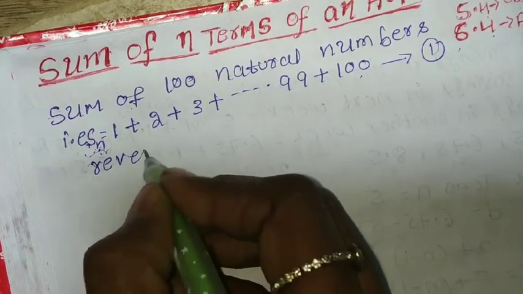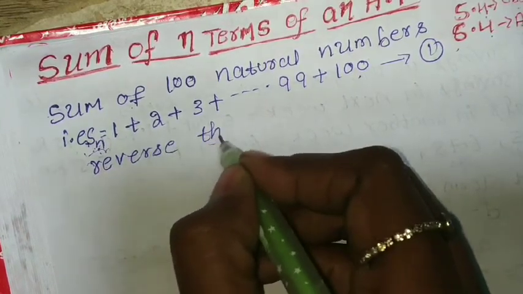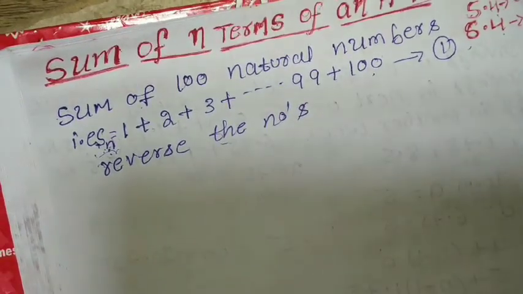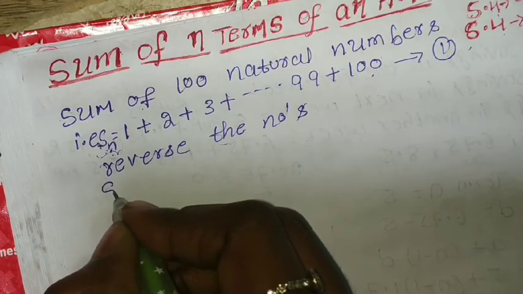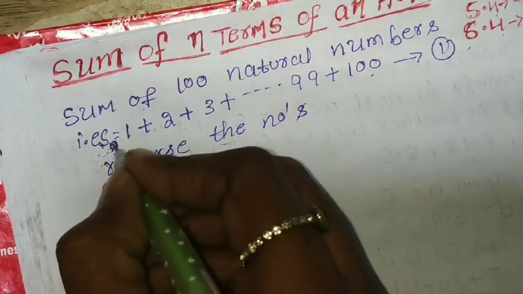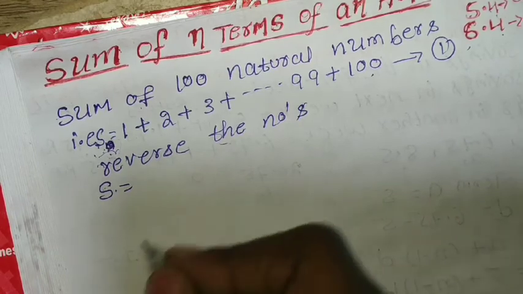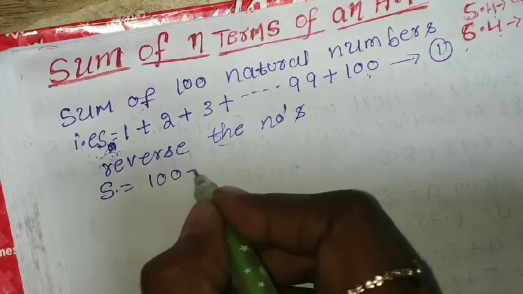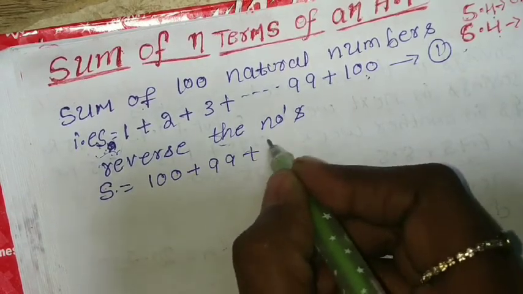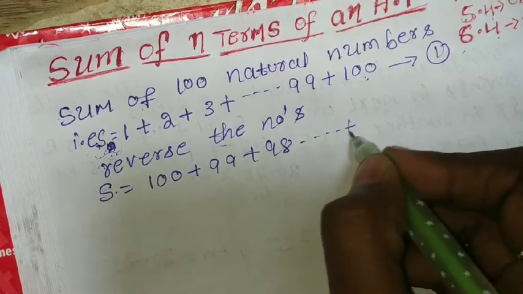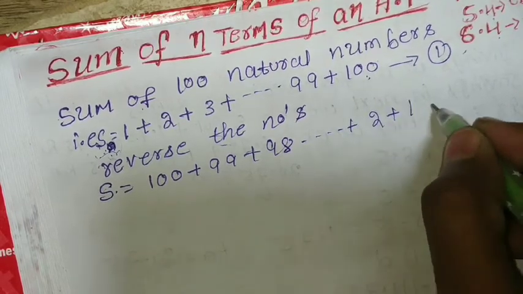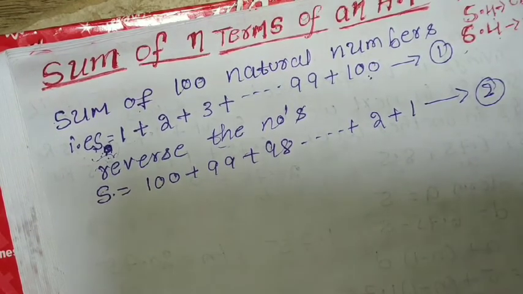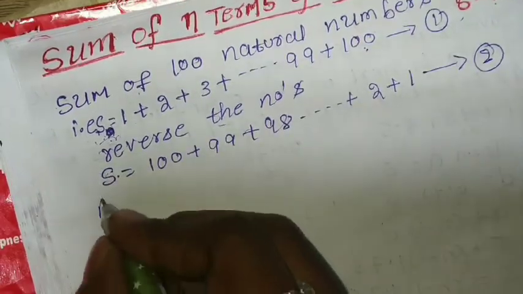Reverse the numbers. This is the main trick I am saying here. Reverse the numbers. That means S itself, S is equal to, what is the reverse of the numbers? That is 100 plus 99 plus 98 and so on plus 2 plus 1. So keep it as equation number 2. Now add 1 and 2.